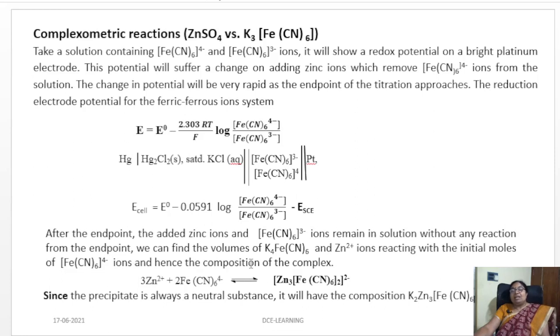We can find the volumes of potassium ferrocyanide and zinc ion reacting with the initial moles of ferrocyanide ions, and hence the composition of the complex formed in the reaction, that is how zinc forms complexes. Since the precipitate is always a neutral substance, it will have a composition accordingly.